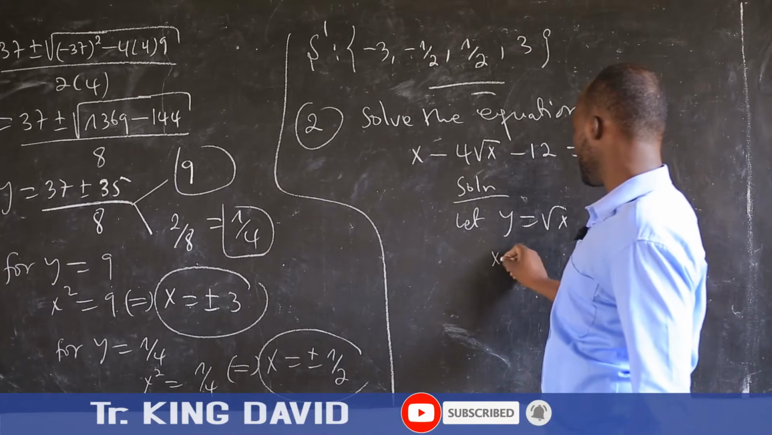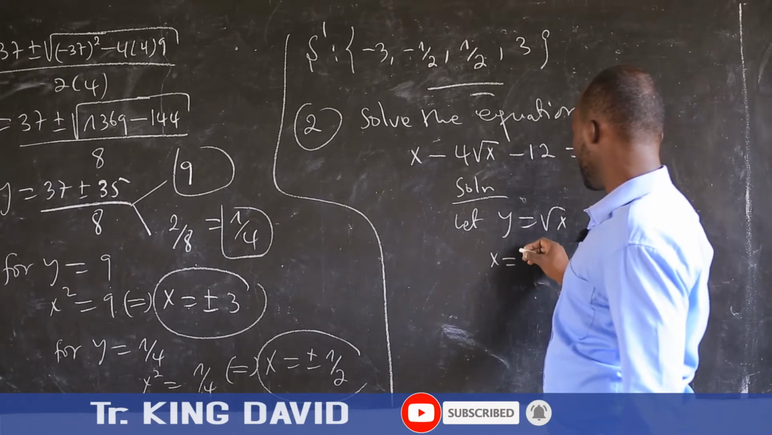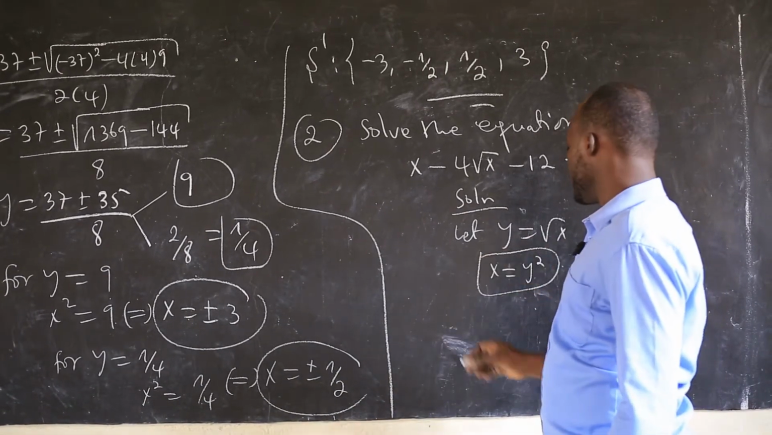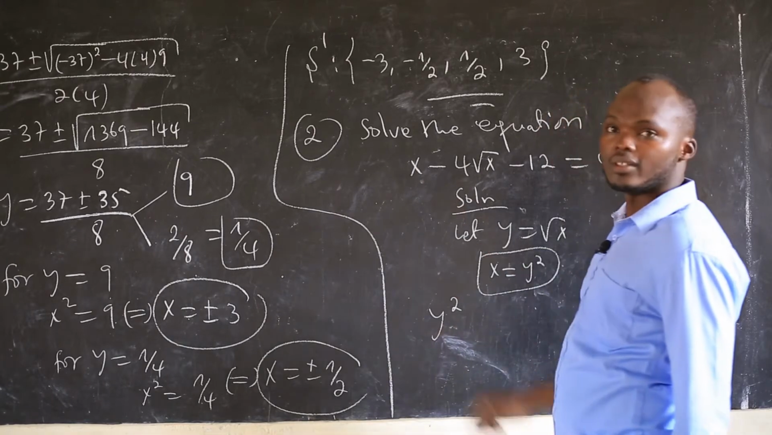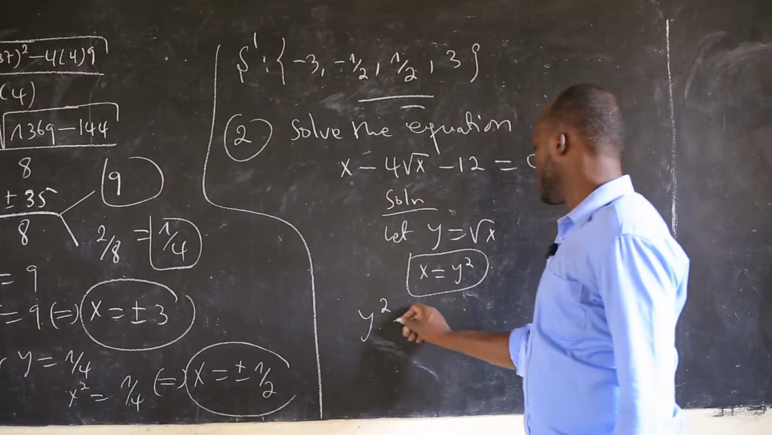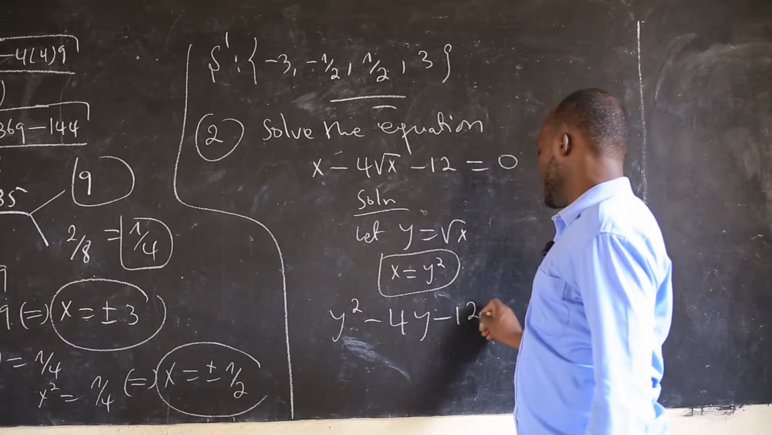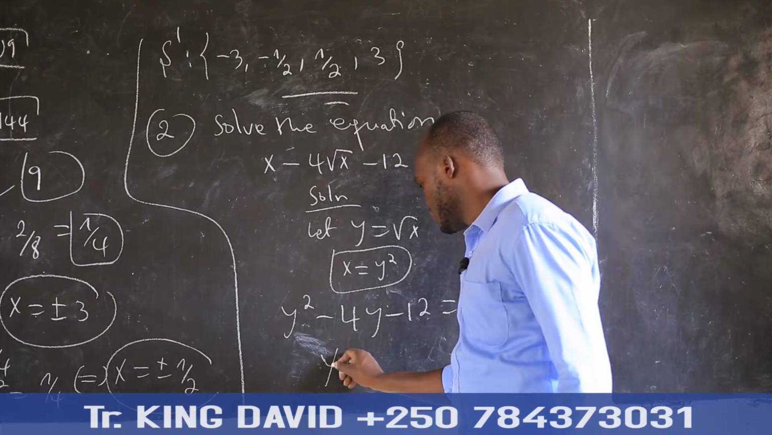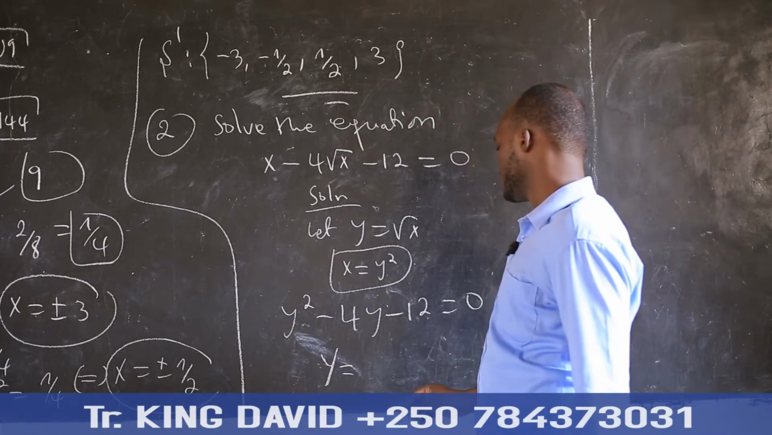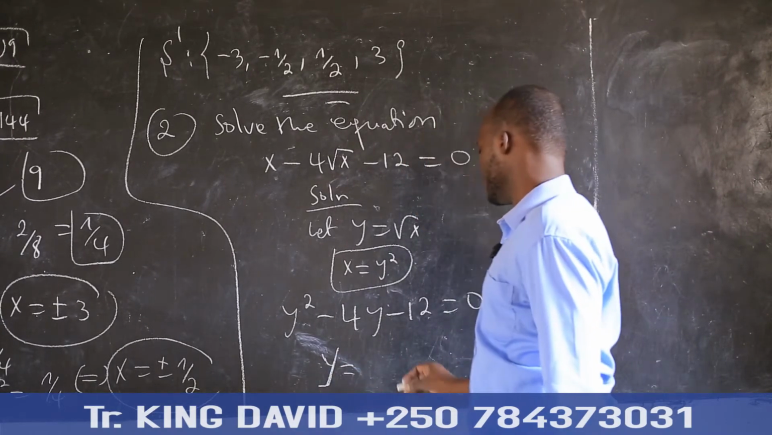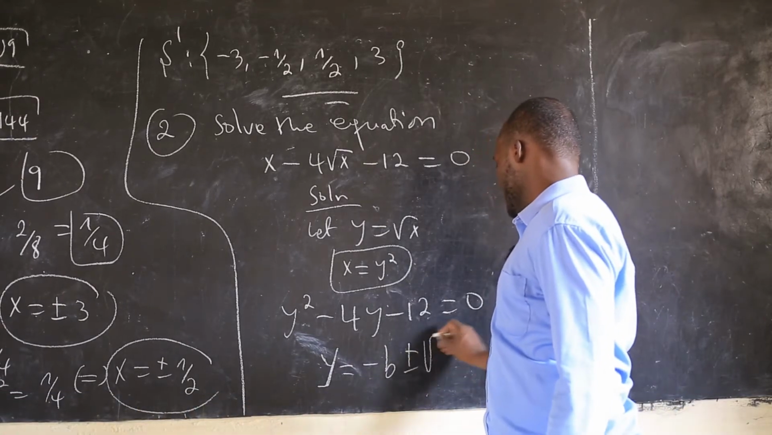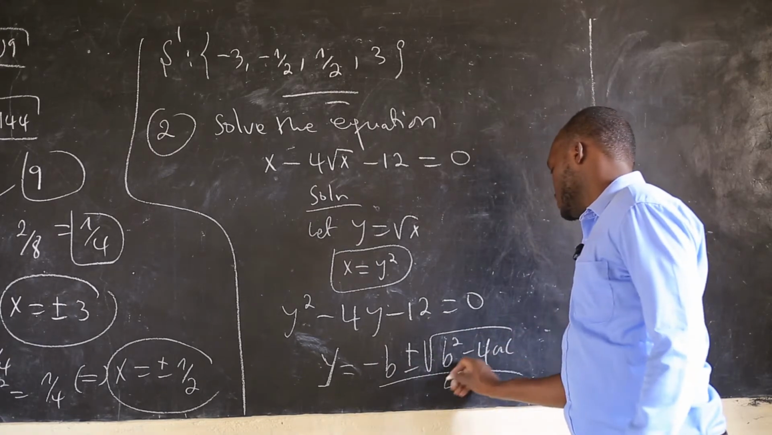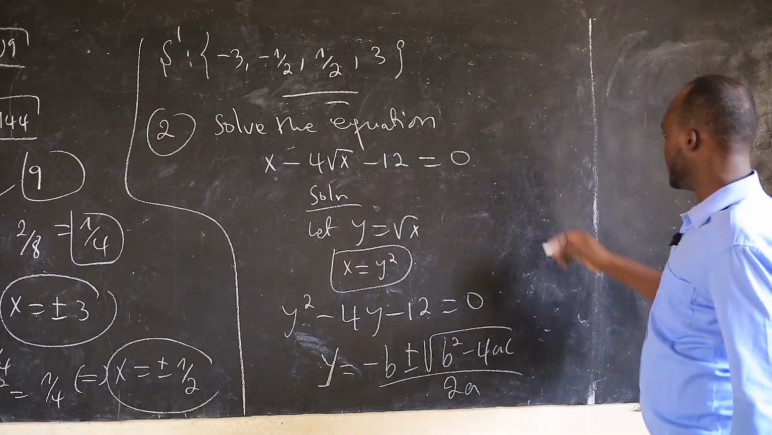So that means x will be equal to y squared, because we square both sides. So where I have x, this is y squared, minus 4y minus 12. You see also this is a quadratic equation. We use the quadratic formula, which is y equal to negative b plus or minus the square root of b squared minus 4ac, divided by 2a.